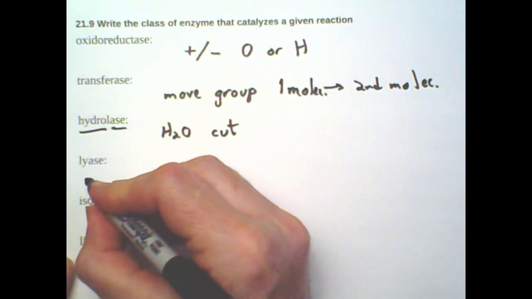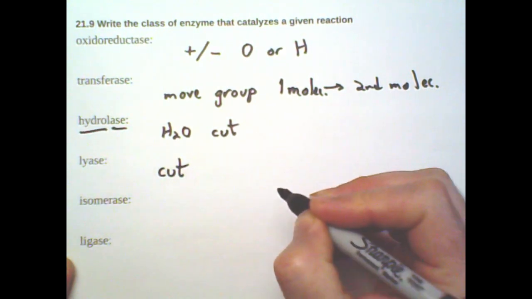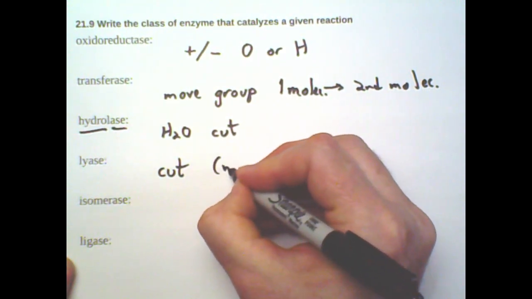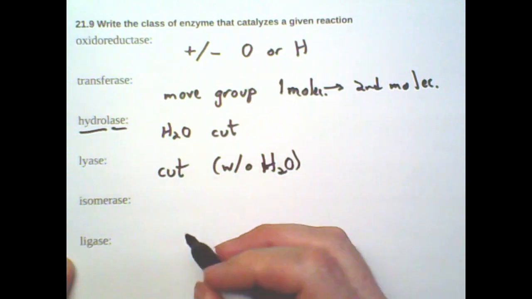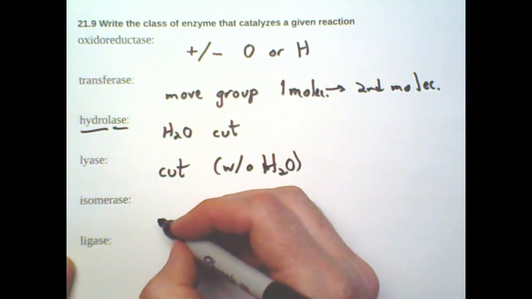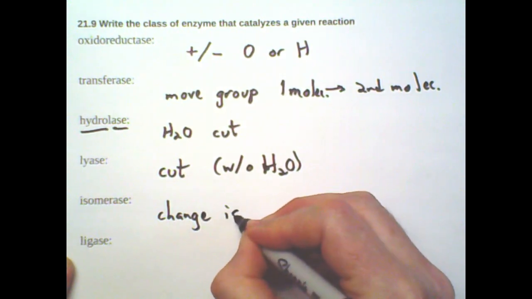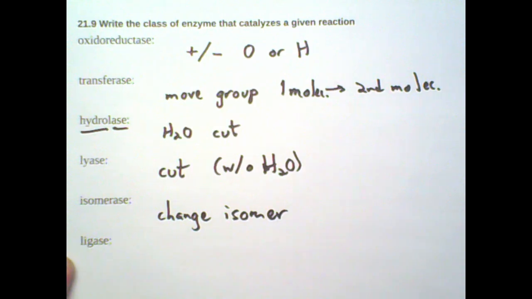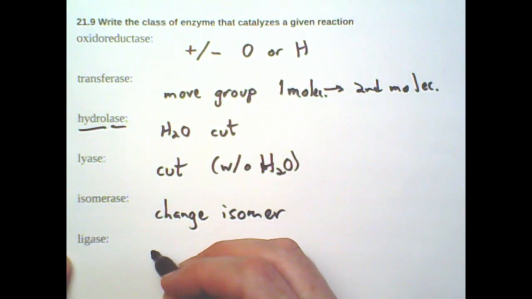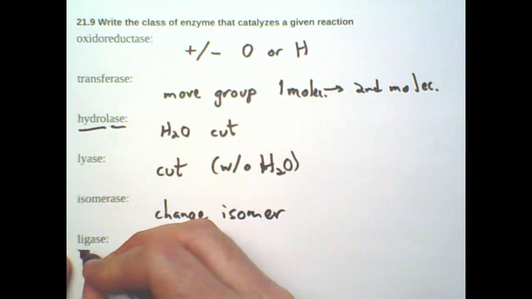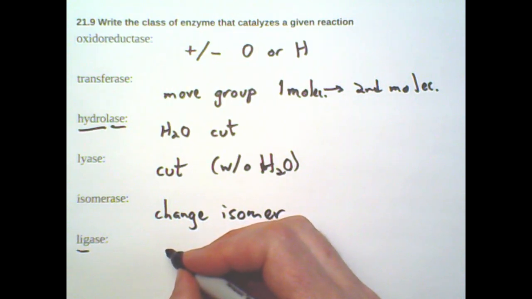A lyase is you cut it without water. Isomerase, you change which isomer it is for that molecule. A ligase is tying things together or binding things together.